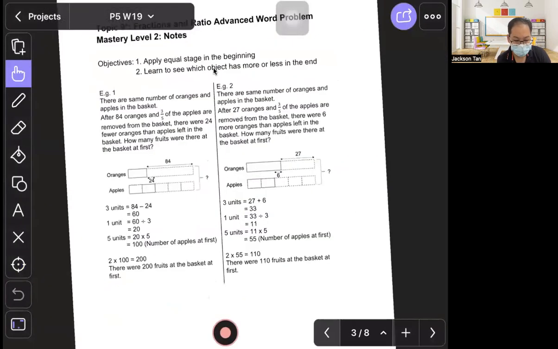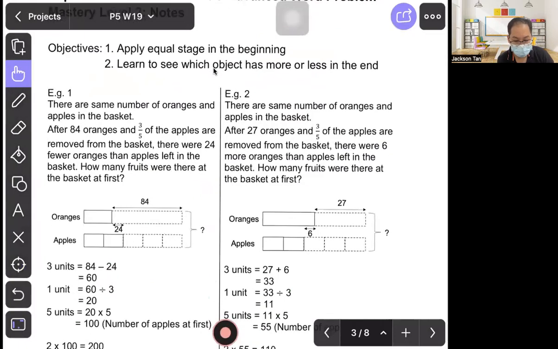Mastery Level 2. Apply equal stage in the beginning and learn to see which object is more or less in the end. Example 1. There are the same number of oranges and apples in the basket. So same. So 84 oranges are removed, take away 3/5 of the apples, left 2 units, 2/5. And the oranges is less.